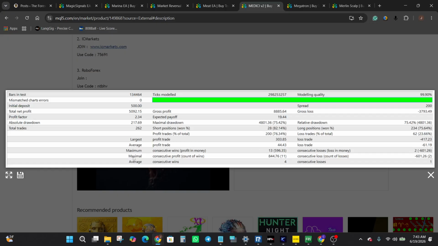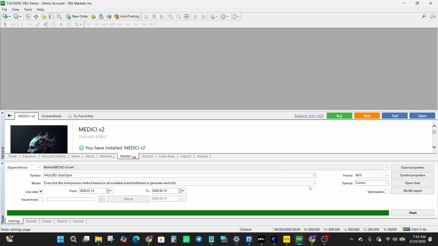And here I can see that the average risk to reward ratio is bad because the average loss is bigger than the average profit. But let's then head over to our strategy tester and see how the MEDICI V2 EA performed on gold on the M15 time frame as recommended. I'm testing over the past 3 months, March 19th to June 19th in 2026. All right, I'm using the every tick modeling.